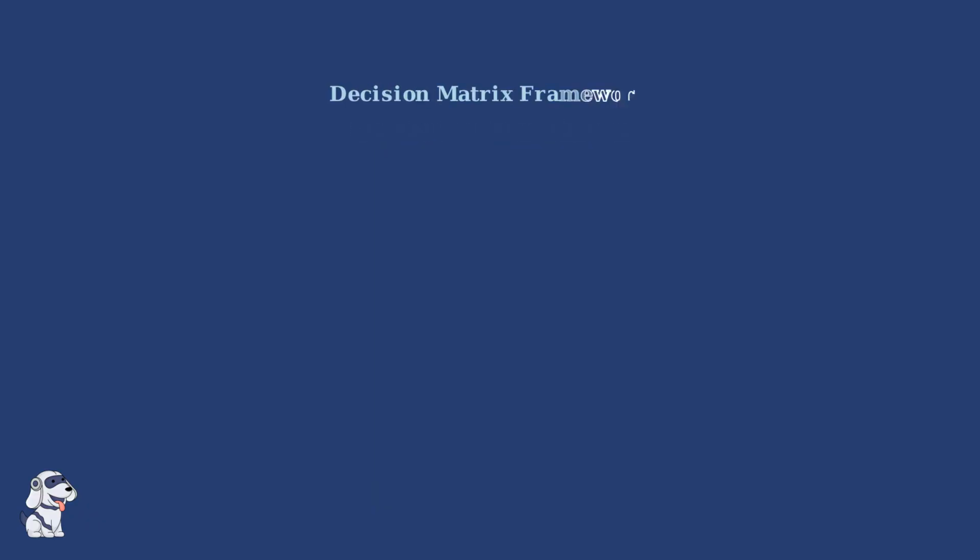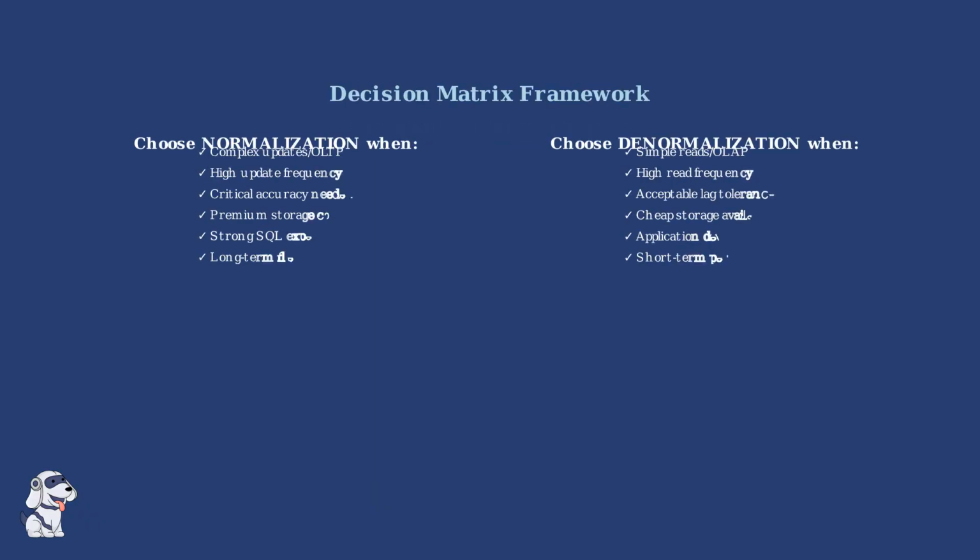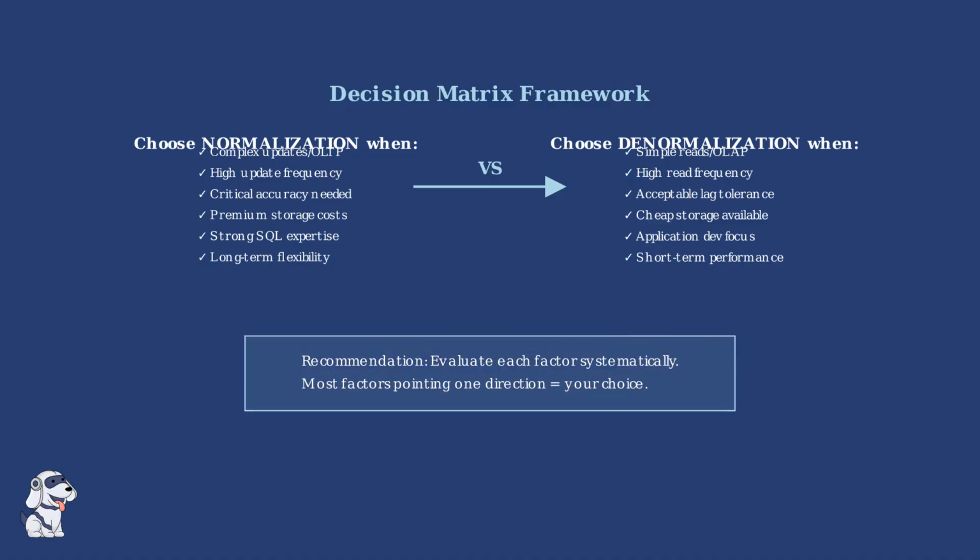Here is your practical decision framework. When most factors point toward normalization, such as complex updates, high consistency needs, and premium storage constraints, choose normalization. When factors favor denormalization, like simple reads, acceptable lag, and performance requirements, denormalization becomes the better choice.